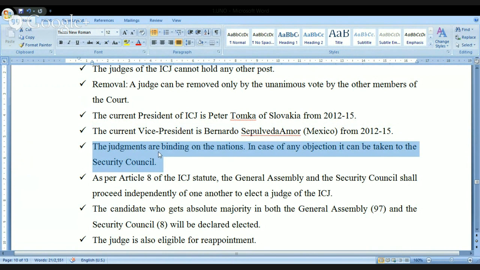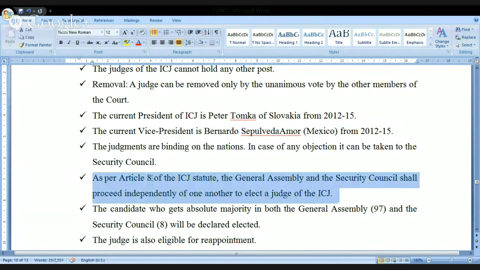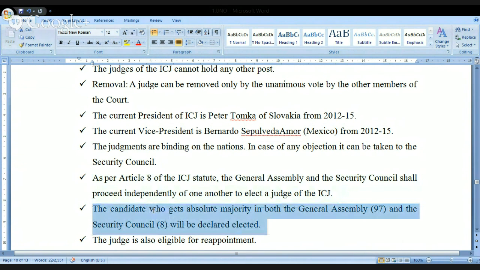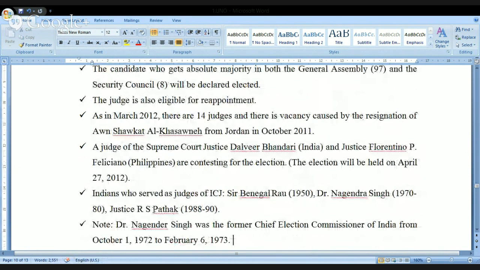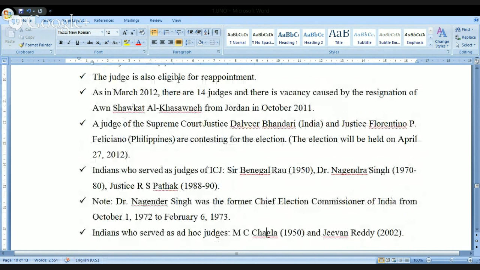Clear? Next. As per Article 8 of the ICJ statute, the General Assembly and the Security Council shall proceed independently of one another to elect a judge of the ICJ. This is what happens. The candidate who gets an absolute majority in both the Assembly and the Security Council will be declared elected. Very, very important. The judges are elected by absolute majority, and the judge is also eligible for reappointment. See here, I am highlighting it.